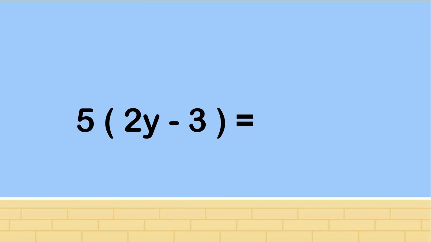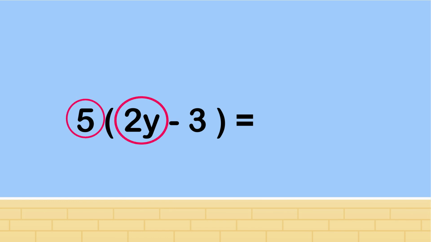Let's look at another one. Expand 5(2y − 3). Inside the bracket, we have two terms, 2y and negative 3. Outside the bracket, we have the number 5. Again, since there's no sign between 5 and the bracket, we're dealing with multiplication. So 5 is multiplied by each term inside the bracket.